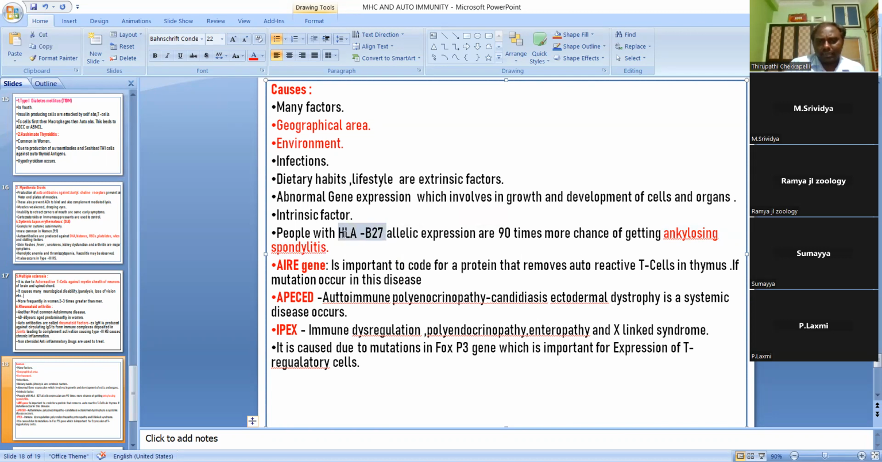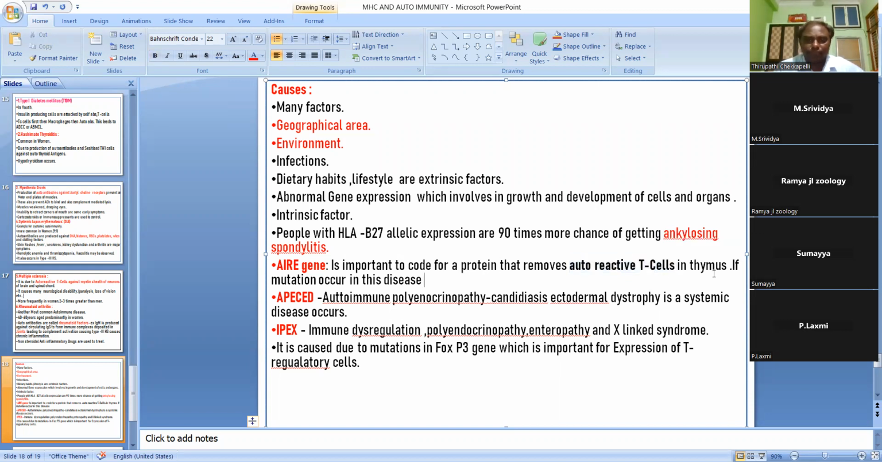There are different kinds of MHC genes present, which we discussed. Among them, if HLA-B27 is present, there is more chance of occurrence of ankylosing spondylitis, because it changes the cell surface antigens. Another gene, the AIRE gene, is important to code for a protein that removes autoreactive T cells in the thymus.